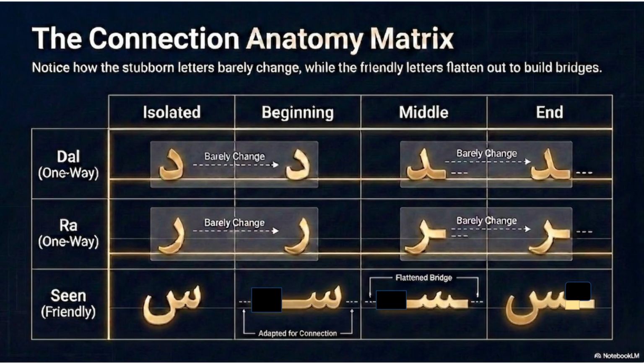Let's look at this connection chart to see these rules in action. You can easily see how our stubborn letters keep their full shape, while the friendly letters flatten out to build little bridges to the next letter.